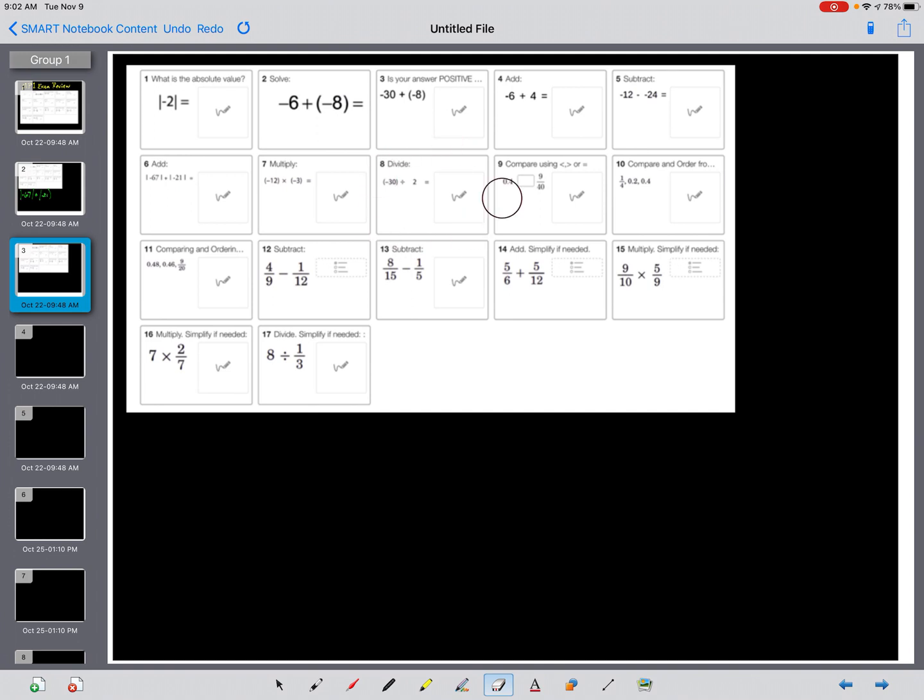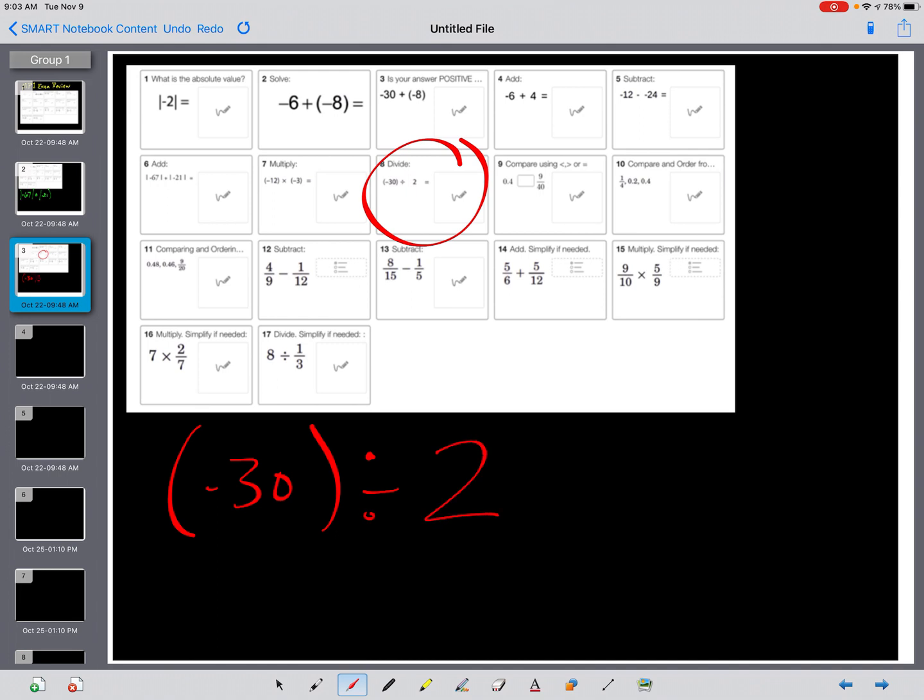Same applies to division. In this case, it's -30 divided by 2, but these are different signs, the integers here. This is a -30, and we have a +2 right there. And so the answer is going to be negative. Whenever the signs are different in division and multiplication, the answer is negative. So you have -30 divided by 2, that's -15.